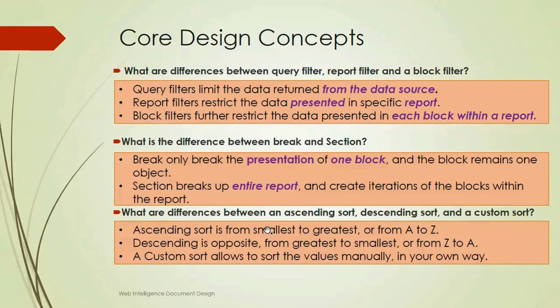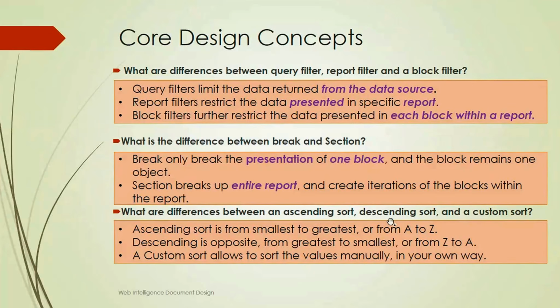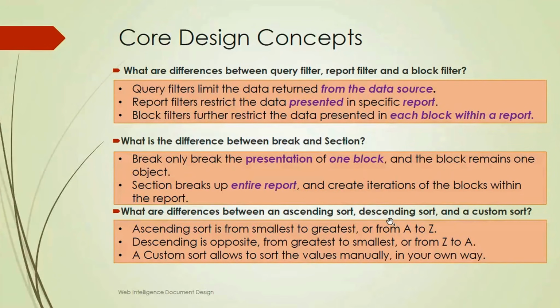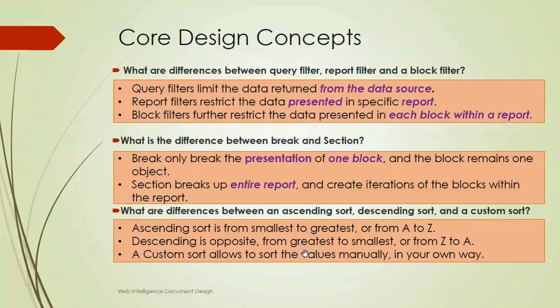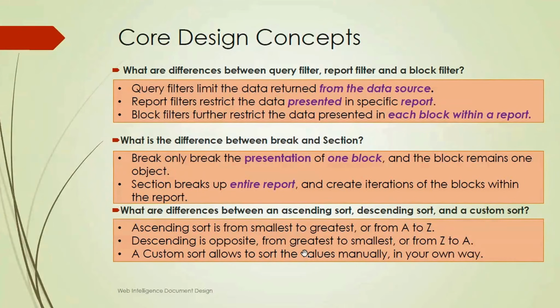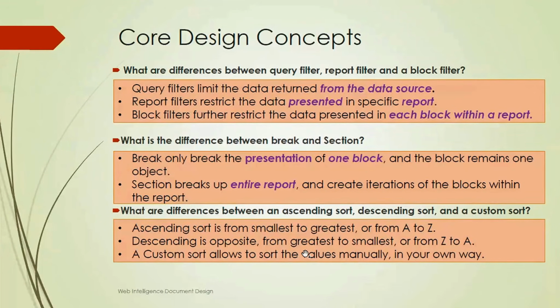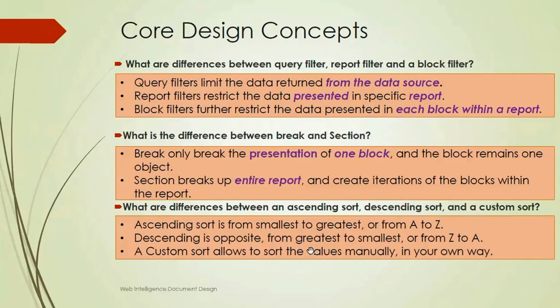Okay, what are the differences between ascending sort, descending sort and a custom sort? These are the 3 types of sort. Ascending sort is from smallest to greatest, that is from A to Z. Descending is the opposite, from greatest to smallest, or Z to A. And a custom sort allows you to sort the values manually in your own way. Whatever way you want to sort, we can apply this custom sort.